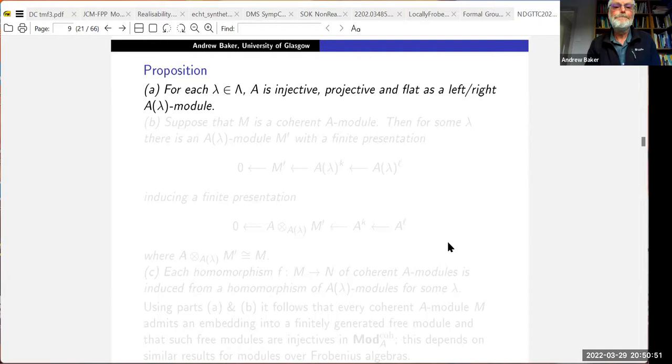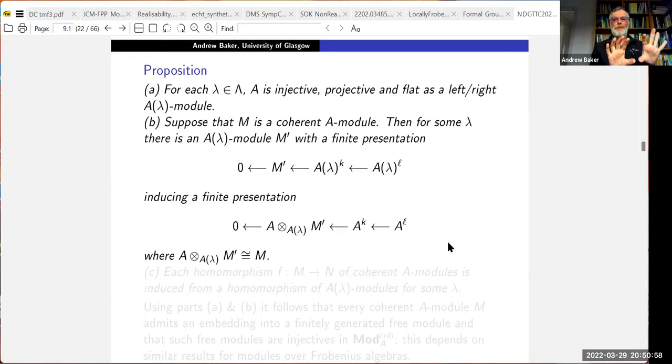Now we start seeing something a little bit more hands-on. Supposing you have a coherent module. Well, what does that mean? It means it has a finite presentation by free modules.